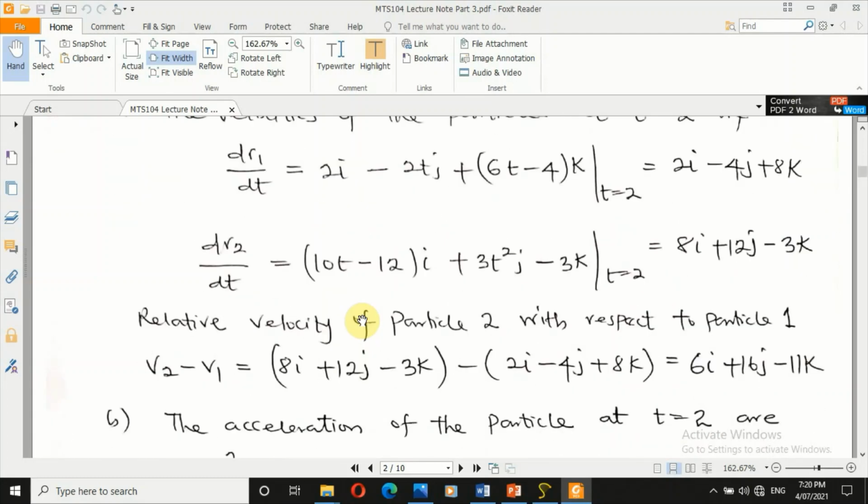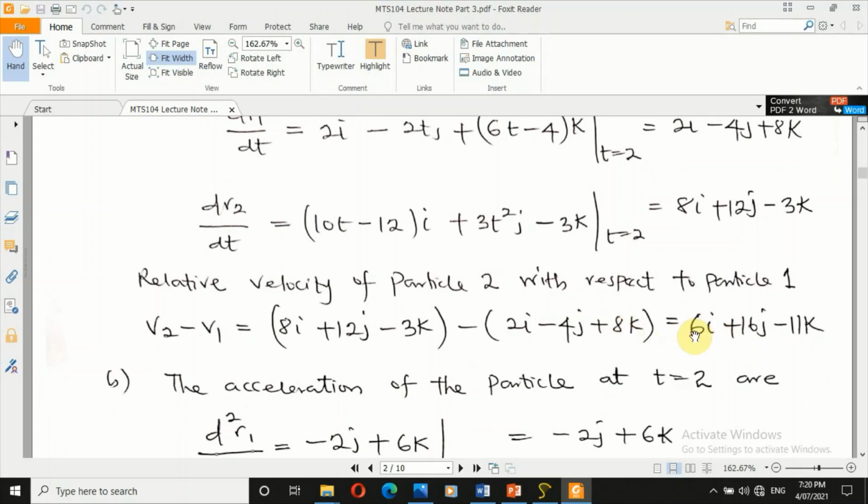Let's proceed and do the same for the second. We differentiate the position vector of the second particle with respect to t. Then at t equals 2, you have this. Now the relative velocity of particle 2 with respect to particle 1 will be this one minus this. Don't forget that when you say minus, the minus will multiply this, then you have this. So 8 minus 2, you have 6. Then 12 plus 4, you have 16. Then minus 3 minus 8 will give you minus 11. This is the relative velocity.